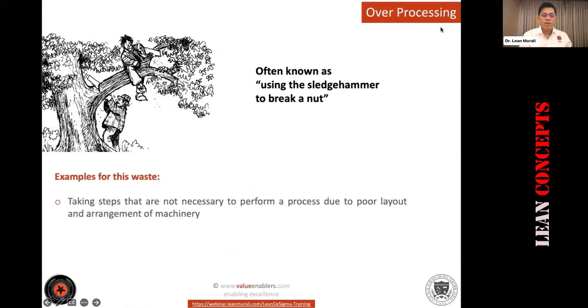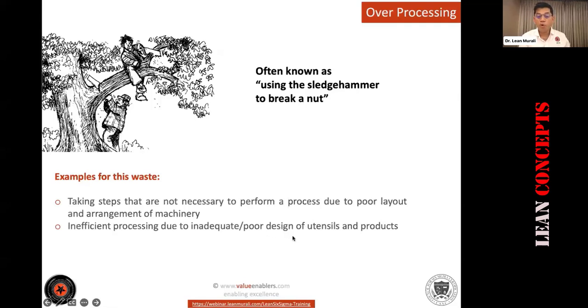So taking steps that are not necessary to perform a process due to poor layout, arrangements of machinery, inefficient processing due to inadequate, poor design of utensils or products, and providing higher quality or more control than necessary. This leads to over processing.